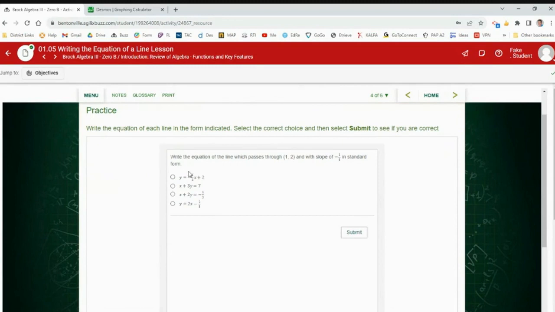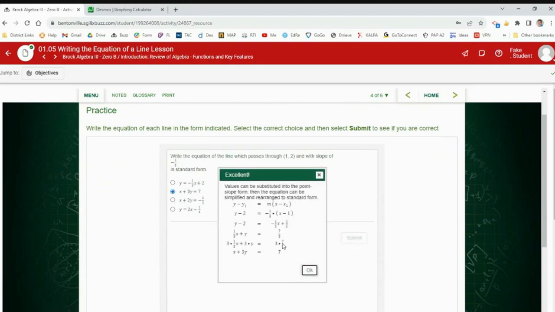So this one says, write the equation of a line that passes through this point, 1, 2, and has a slope of -1/3. What would that look like in standard form? Oh, wow, I moved it. Hey, look at that. Which one of these would that be in standard form? So work that out on paper, select one, say, oh, I think it's going to be that one, and then hit submit, and it says, oh, great. That was just a good instinctive guess. And it shows how you get there.